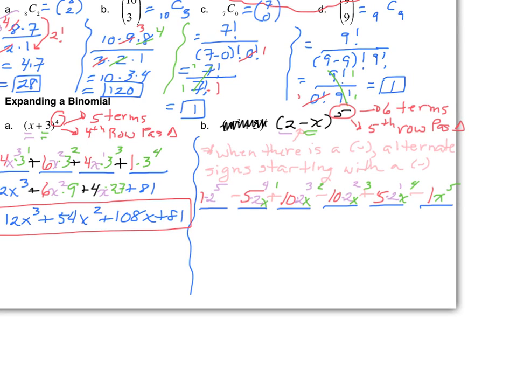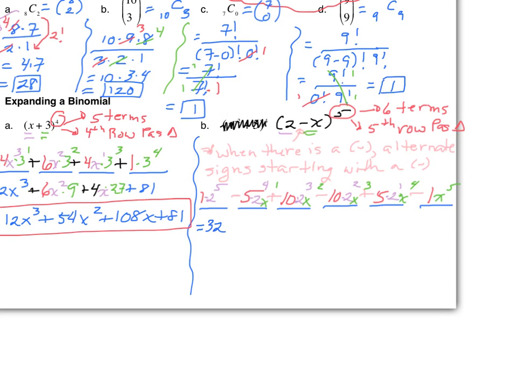Stop and look at your exponents. What do they add up to? Do they all add up to 5? Yes. So you probably did good there. Then slowly start to simplify. Don't be in a big hurry. What is 2 to the 5th? It is 32.